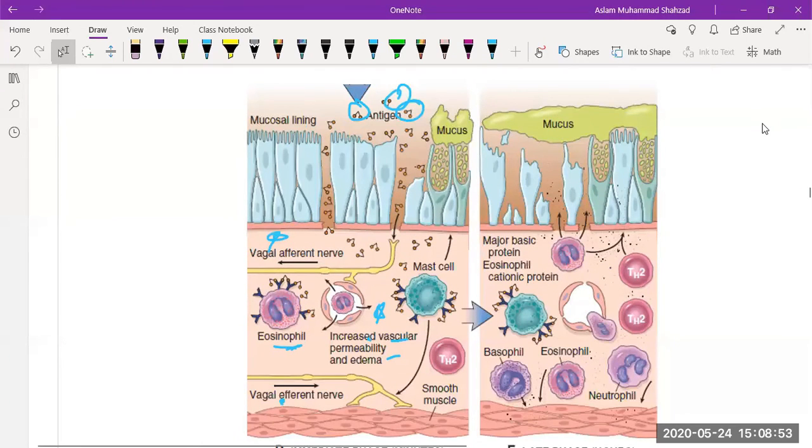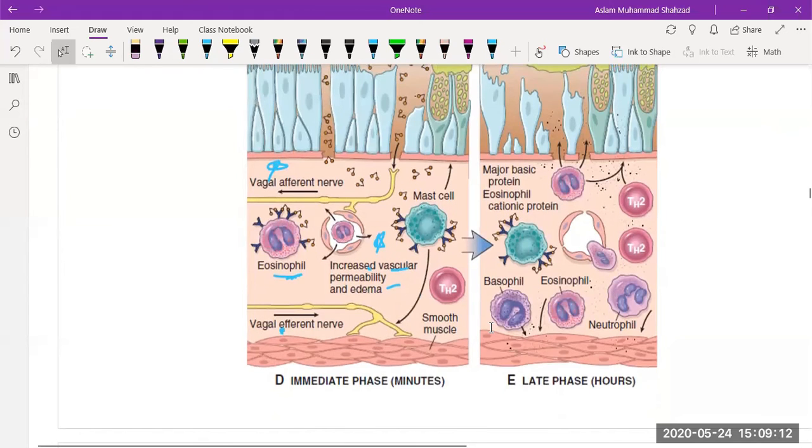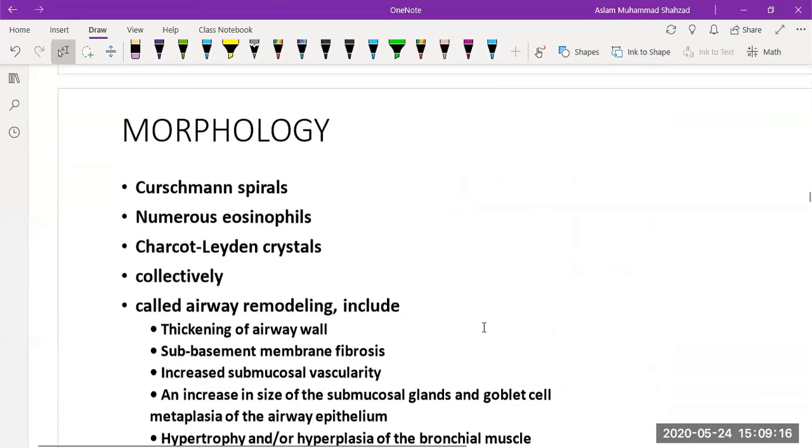So you can see there will be more mucus secretion in the late phase. The activation of Th2 cells may produce more vascular leakage, damage of the mucosal lining, and hypertrophy of the cells, and that occurs in the late phase. What will be the morphology? The key characteristic in asthma is the formation of Curschmann spirals.